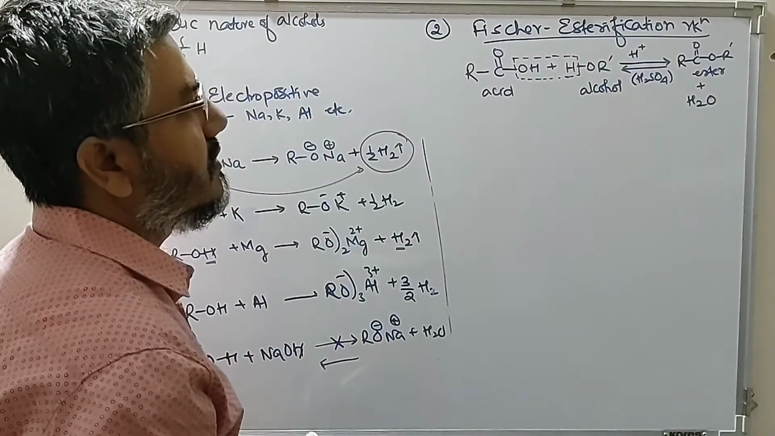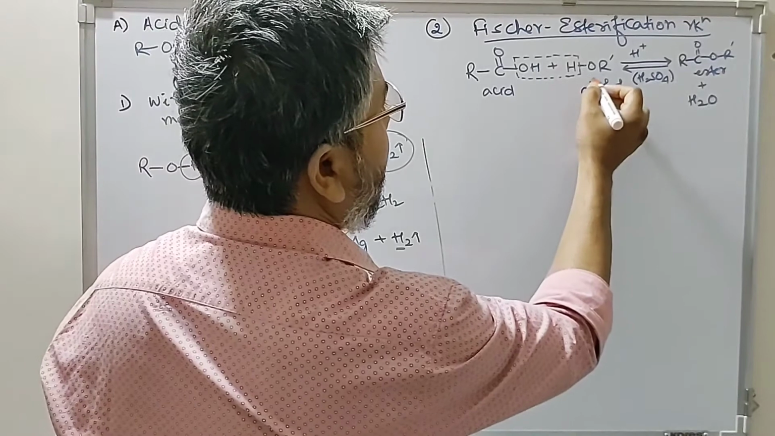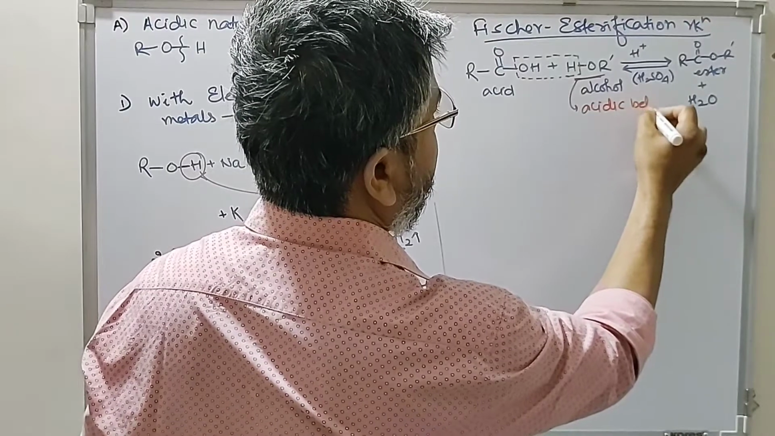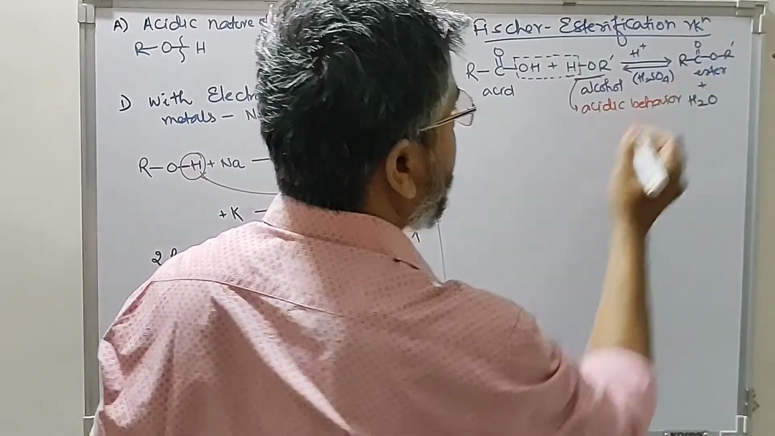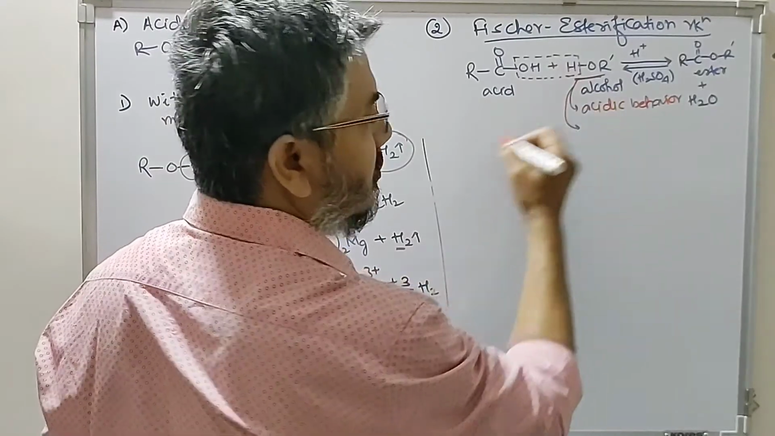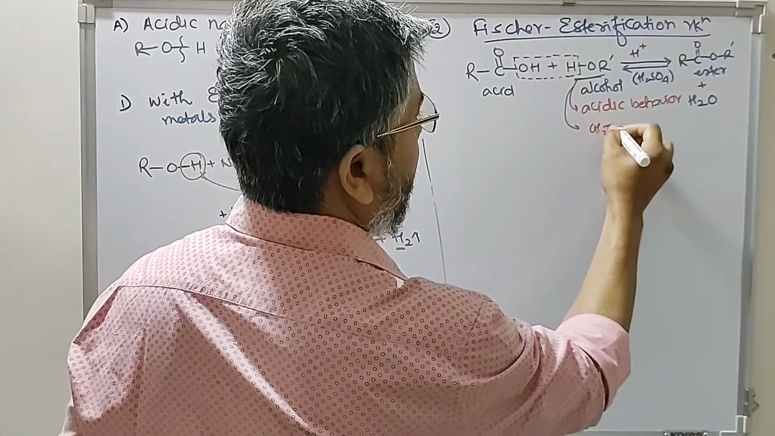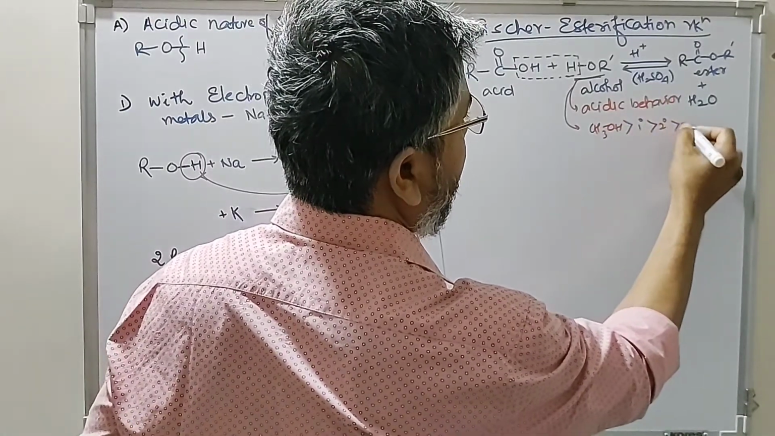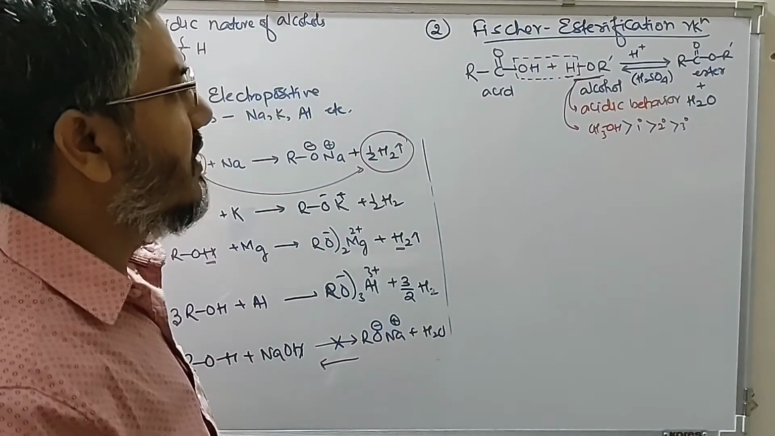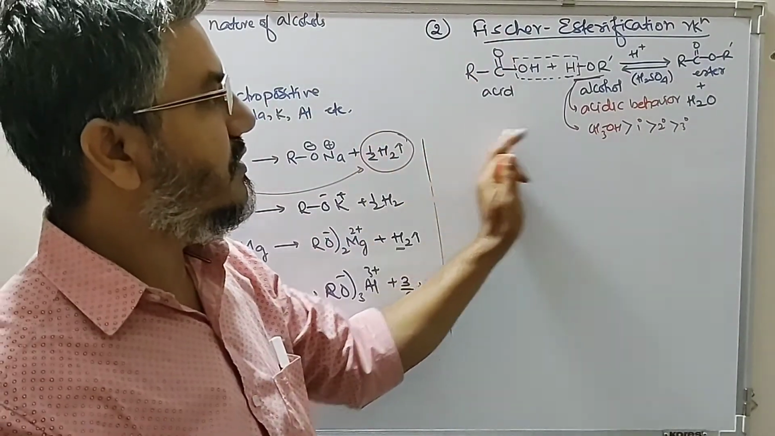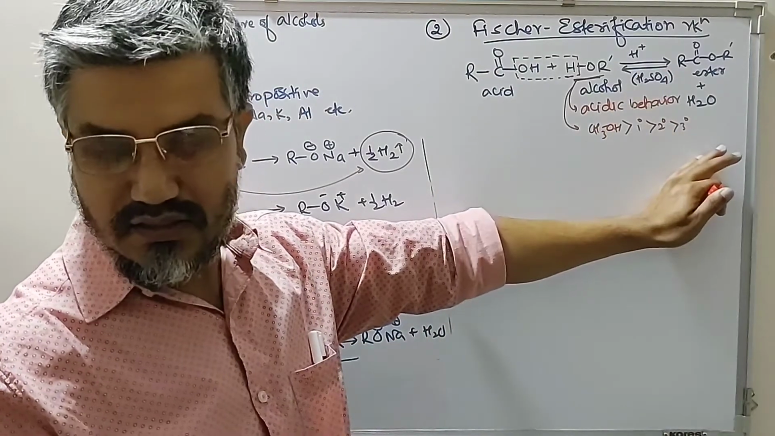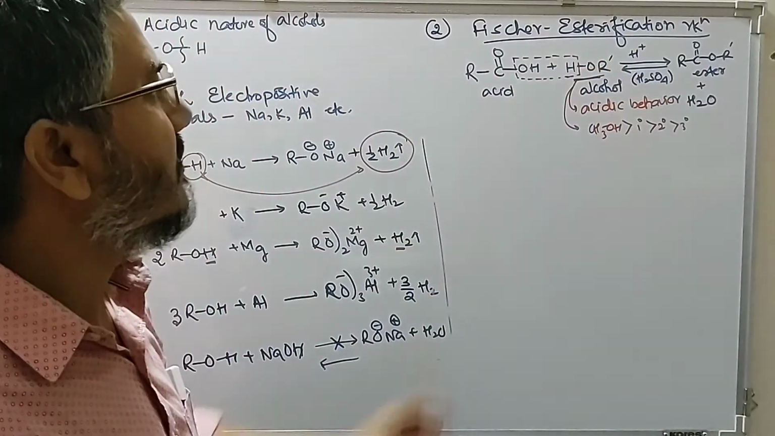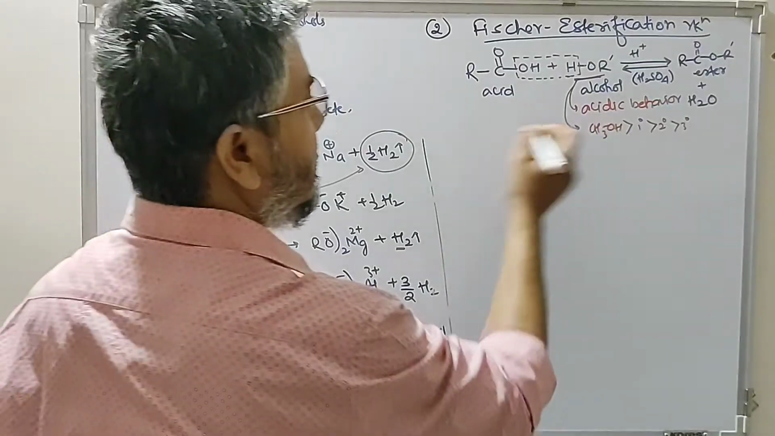Now in this reaction, alcohol is showing acidic behavior. So since alcohol is showing acidic behavior, the reactivity order of alcohol will be methyl alcohol the most reactive, followed by primary, followed by secondary, followed by tertiary. So the least reactive alcohol for this Fischer esterification reaction will be tertiary, because this will be the least acidic. The most acidic is methyl alcohol, so the fastest reaction will be with this. So this is the reactivity order.